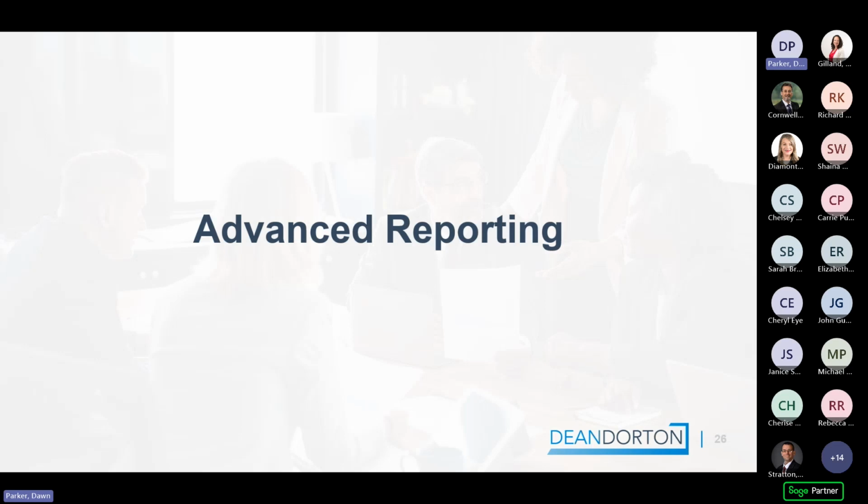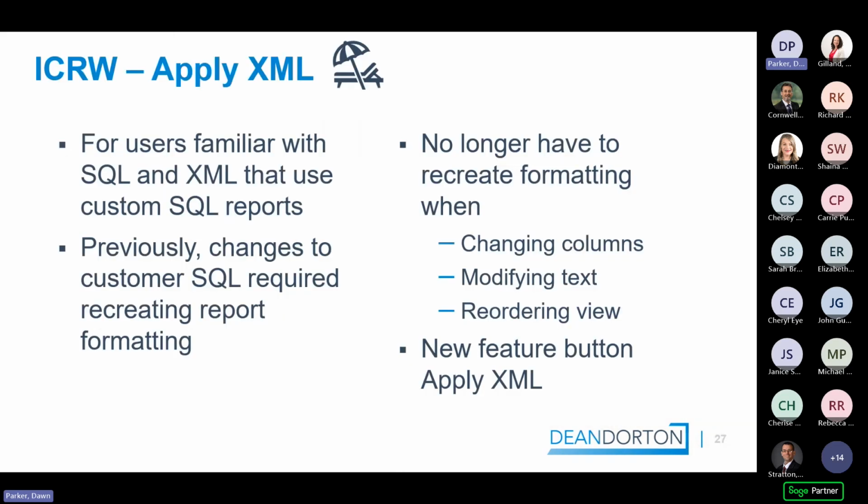Now for some advanced reporting options. If you have the interactive custom report writer, the ICRW, there are a few changes that were added here. For users familiar with SQL and XML that use custom SQL reports, previously, changes to custom SQL required recreating report formats. You no longer have to create the formatting when changing columns, modifying text, or reordering views. And there's a new feature button, Apply XML. So if you subscribe to ICRW, there's nothing you need to do there. Again, that feature is readily available to you, and you can jump in and start to use it.